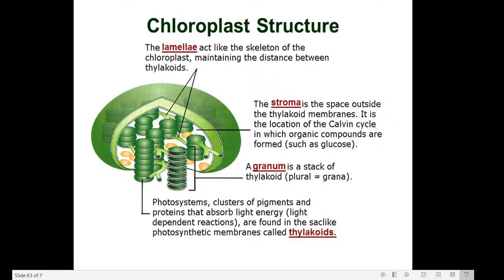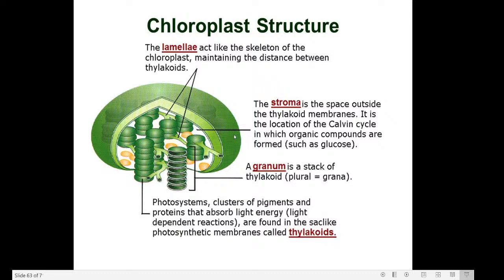Then the chloroplast structure is a very important thing, because it has a vital role in the cell. The lamellae act like the skeleton of the chloroplast, maintaining the distance between the thylakoids present in the chloroplast. The stroma is the space outside the thylakoid membrane. It is the location of the Calvin cycle, which happens inside the chloroplast.